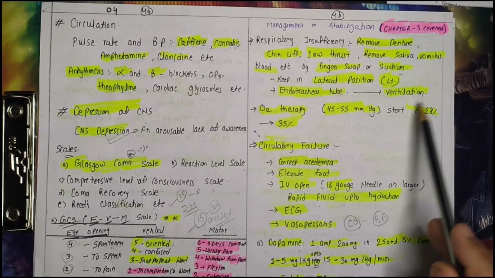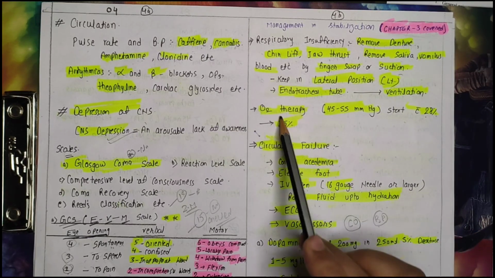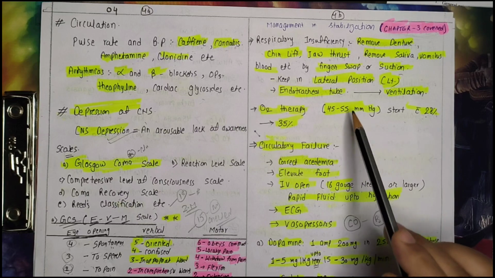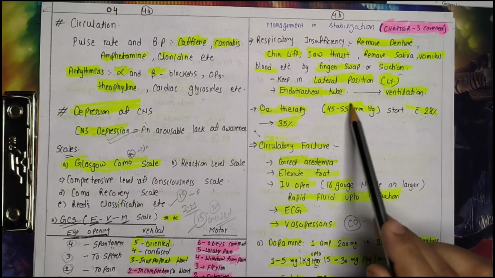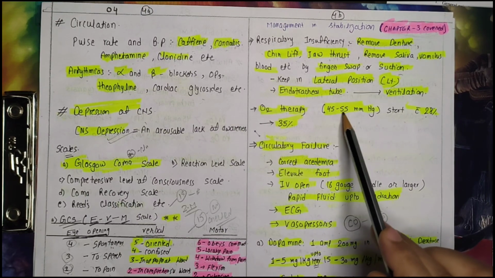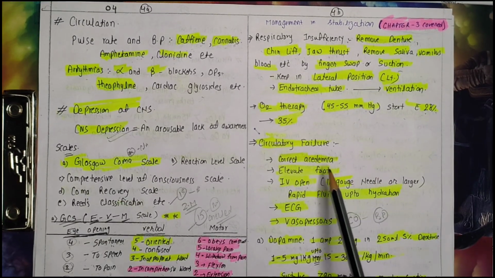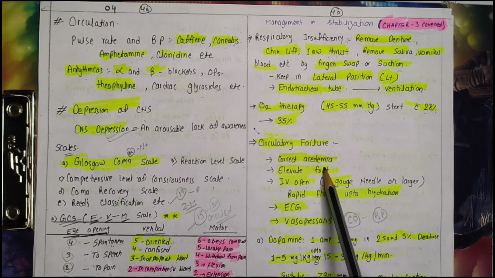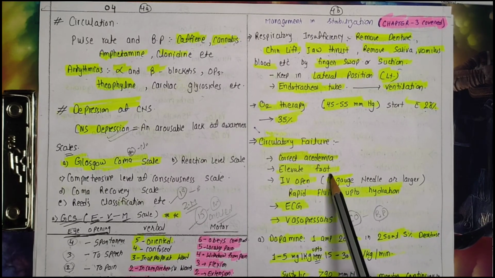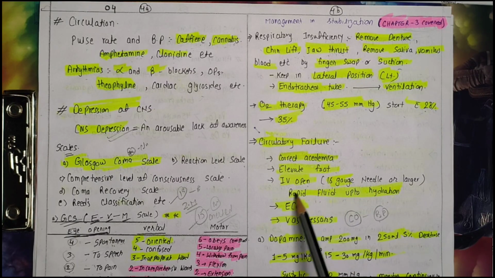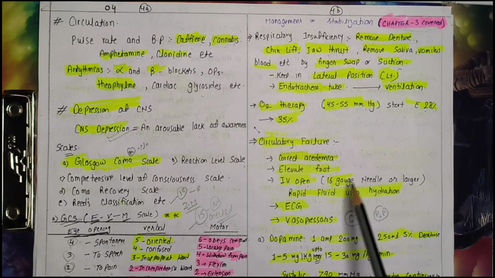Then similarly, we can go with O2 therapy. We have to start at a low concentration, that is 28%. Then slowly we can increase up to 35%, until the partial pressure of oxygen reaches 45 to 55 mm of Hg. And while managing circulatory failure, we have to manage the acidemia condition, because this acidemia is actually leading to cardiac failure. We have to elevate the foot so that blood will come to the vital organs so that the person's life will persist.